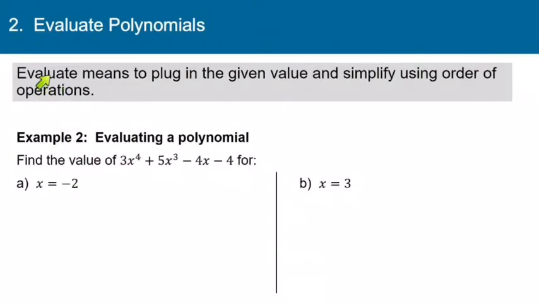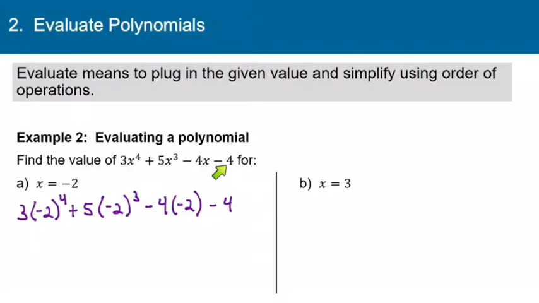Now we're going to practice evaluating polynomials. And you'll remember from chapter 1 that to evaluate means to plug in the given value for the variable and then simplify using order of operations. So let's take the polynomial 3x to the fourth plus 5x to the third minus 4x minus 4. And let's evaluate that for x equals negative 2. So all we need to do is plug in negative 2 everywhere there's a variable. So that's going to give us 3 times negative 2 to the fourth, plus 5 times negative 2 to the third, minus 4 times negative 2, minus 4.